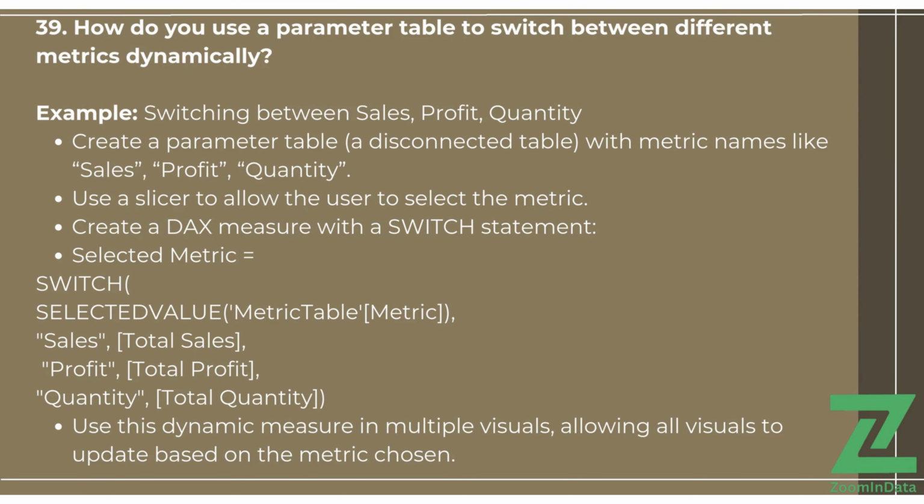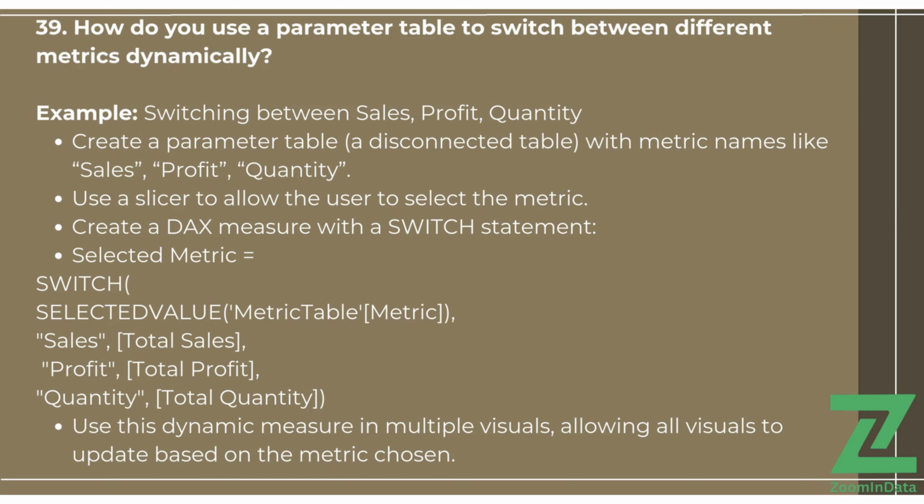39th question. How is a parameter table used to switch dynamically between different metrics? Example: switching between sales, profit, and quantity. Create a parameter table, a disconnected table, with metric names such as sales, profit, and quantity. Use a slicer to allow the user to select the desired metric.